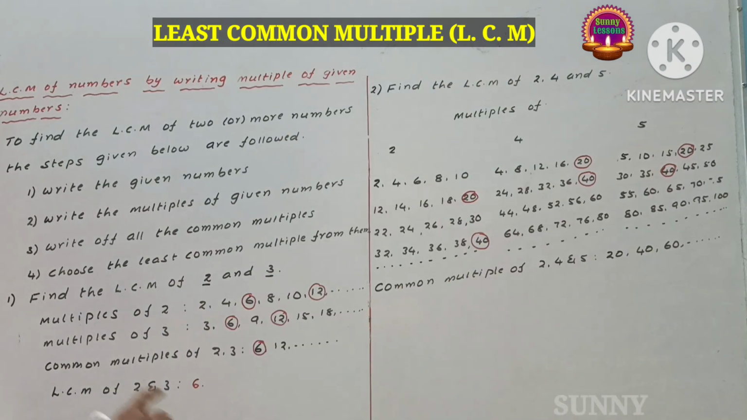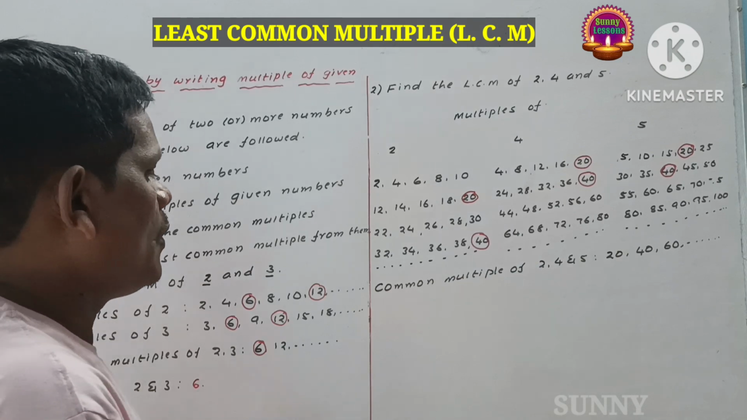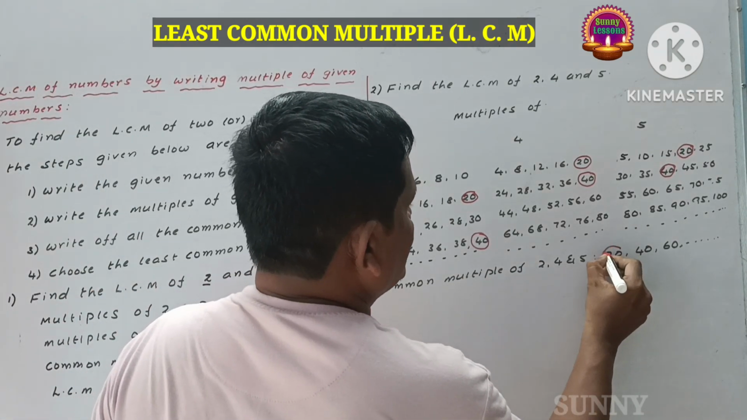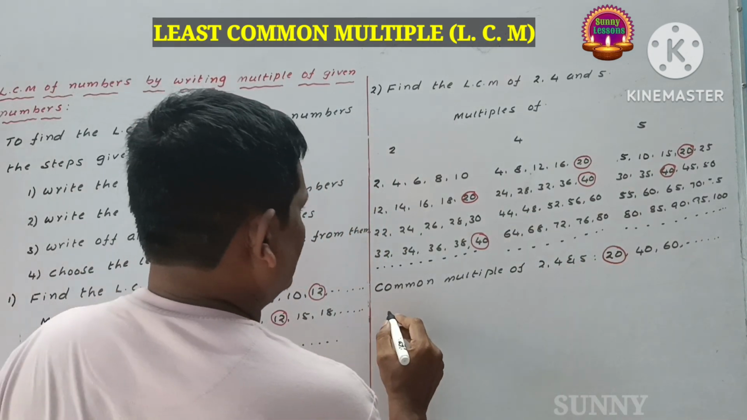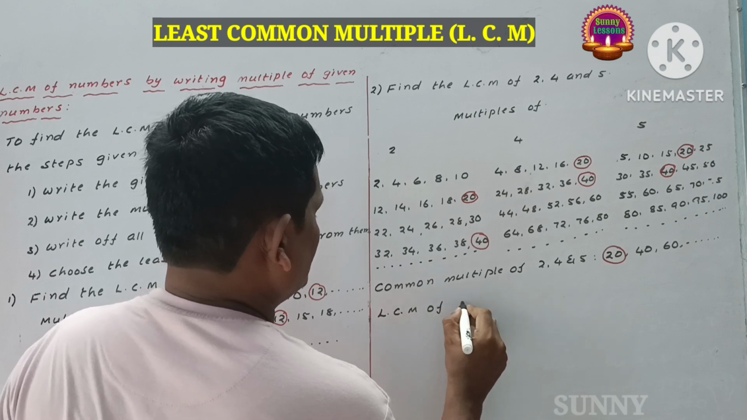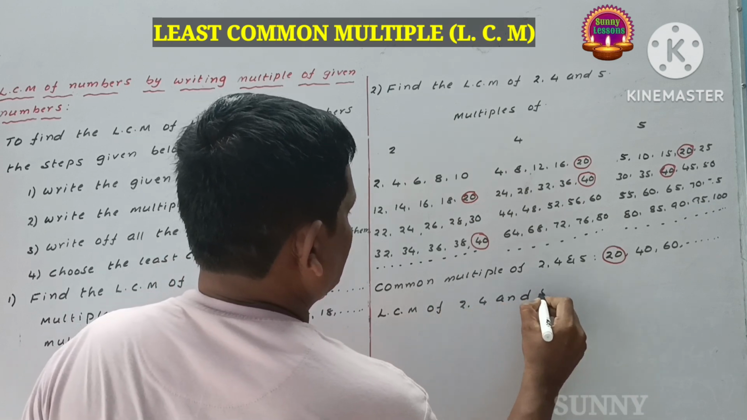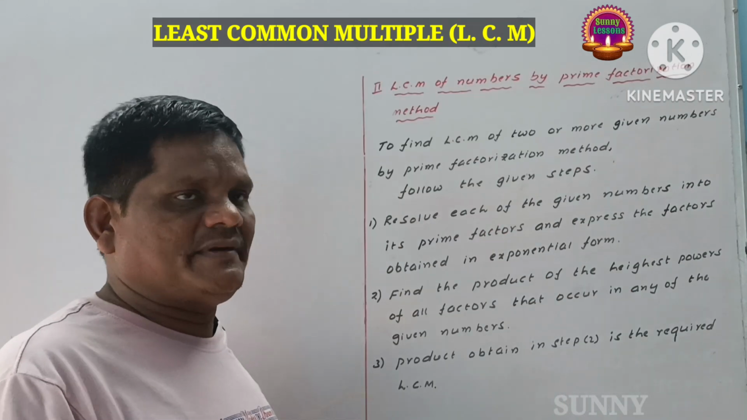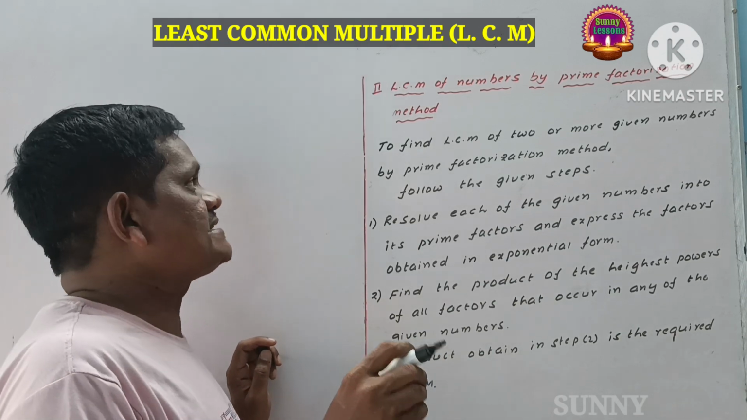The fourth step is to choose the least common multiple from them. So what is the least common multiple of 2, 4 and 5? 20. So that is the LCM of 2, 4 and 5. So the LCM of 2, 4 and 5 is 20.